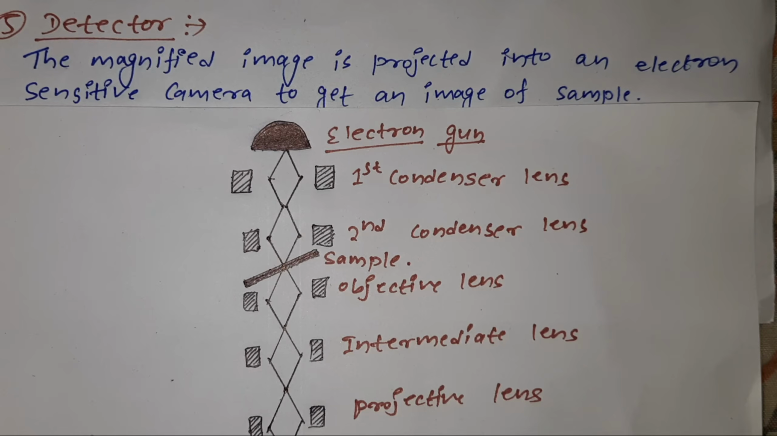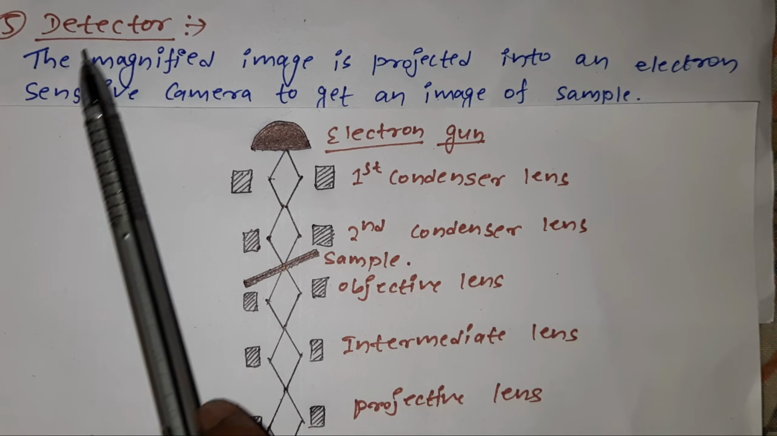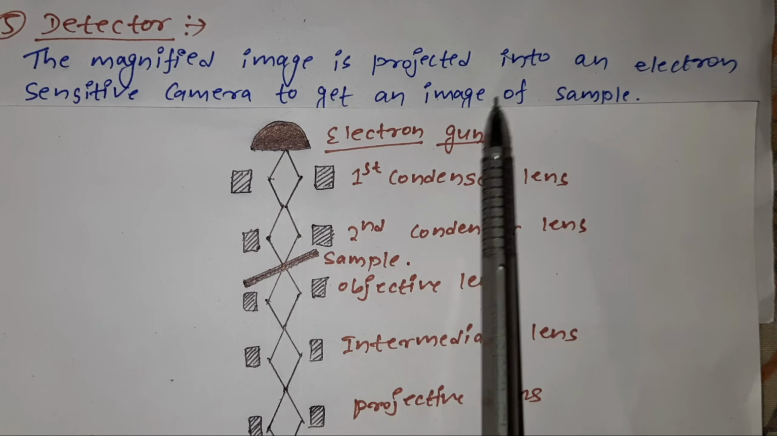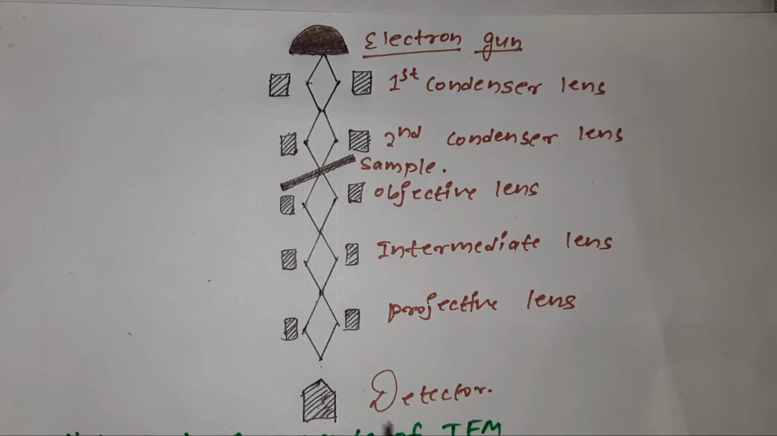And the last component is the detector. The magnified image is projected onto an electron sensitive camera to get an image of the sample. In the figure, this is the detector.